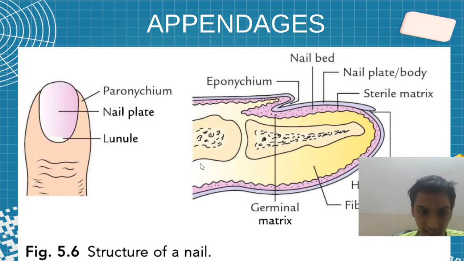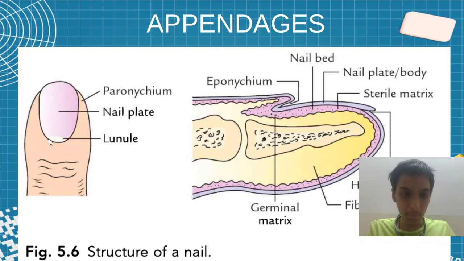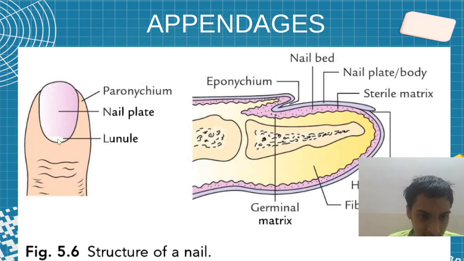So, structure of a nail. This pink color you are seeing is the nail plate. In females, the pink color is very nicely visible. Then this is the lunula. This is the paronychium or the nail bed. This is the eponychium. The nail bed, the plate. This is the matrix. Hypo, below, the hyponychium, fibrofatty layer, and this is the germinal matrix.